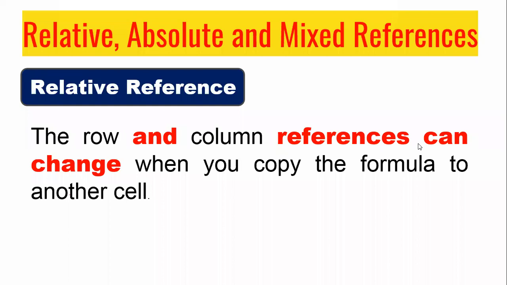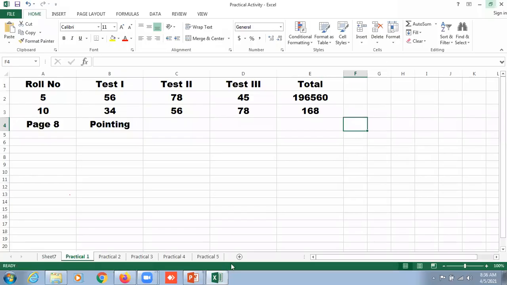Reference means if the address of a row and column is changing, then it is to be called a relative reference. While we copy the content of one cell to another and the reference of that particular cell is going to be changed, then it is to be called a relative reference. Kindly view the practical demonstration.